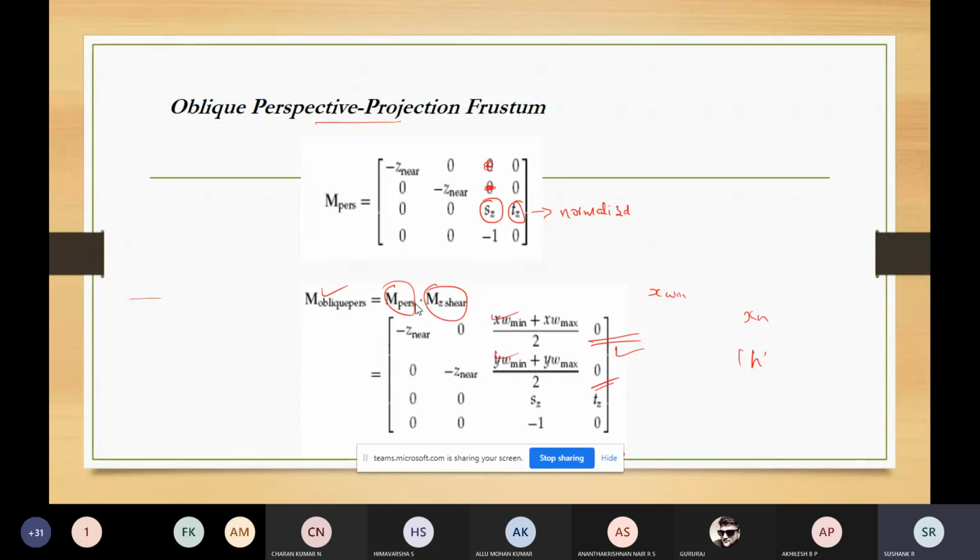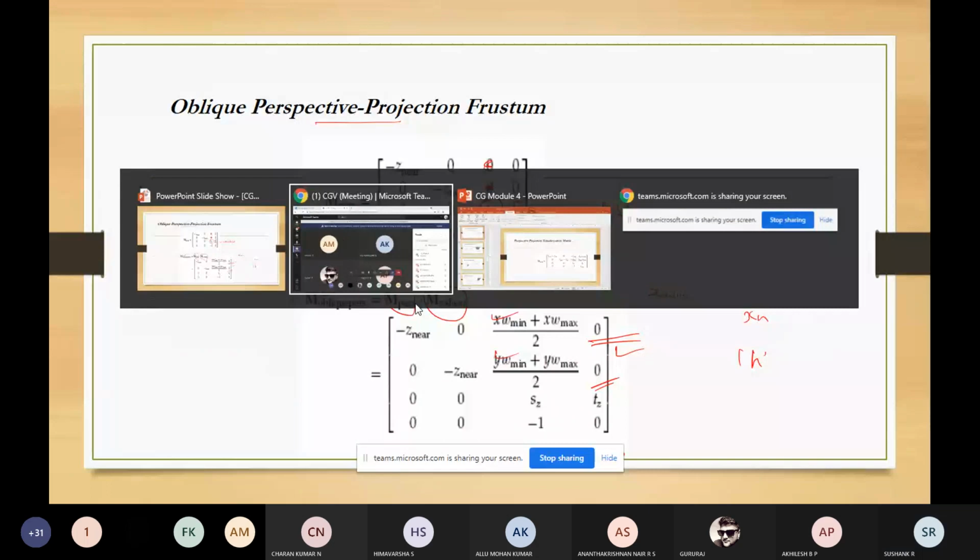This is with respect to the perspective projection frustum, where we have two cases: one was the symmetric one, and the other one was the oblique one. Any doubts with respect to these two topics which we discussed today? If you understand the symmetric one, in the oblique one we are trying to convert that to the symmetric and then to the normalized one. That is what we are following here. If you don't have any doubts, just practice these equations.